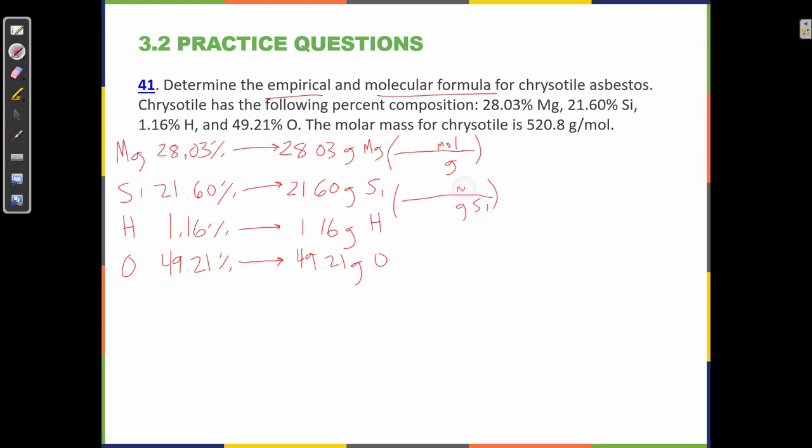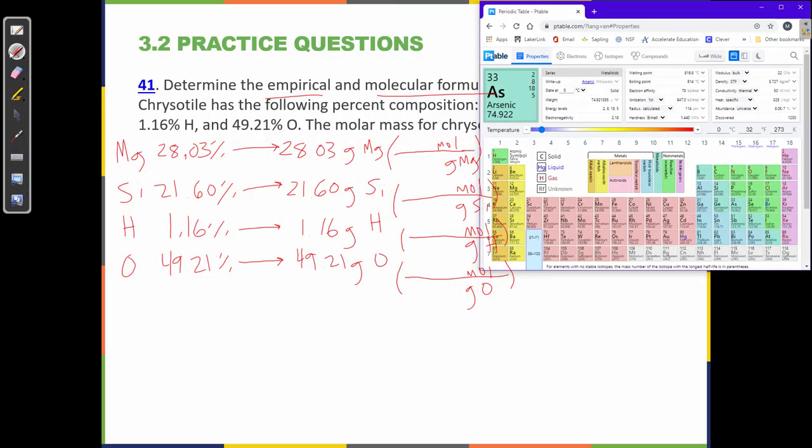Grams of silicon to moles. Hydrogen. Grams of hydrogen to moles. Oxygen. Grams of oxygen to moles. So let's look at our periodic table. This tells us the molar mass of these elements. Magnesium, 24.305. Silicon, 28.085. Hydrogen, 1.008.